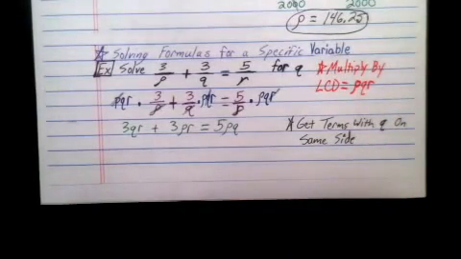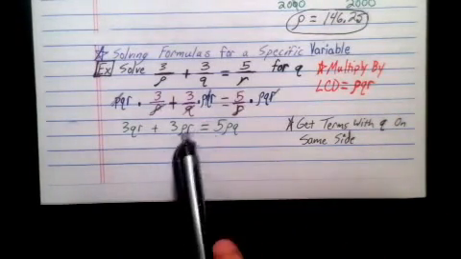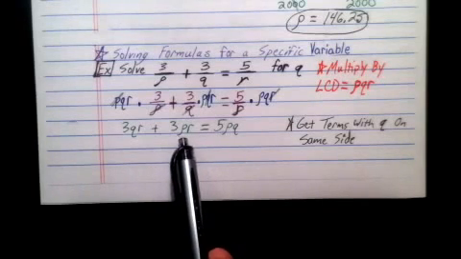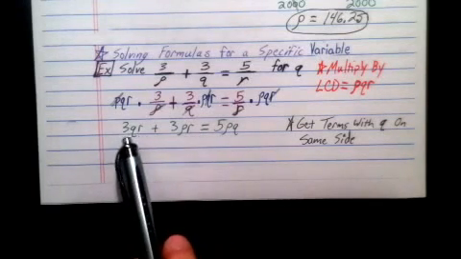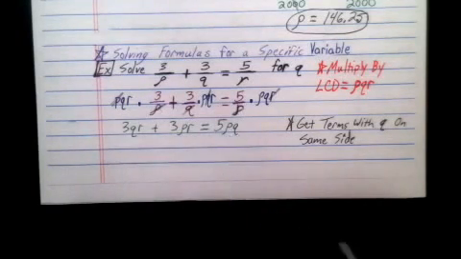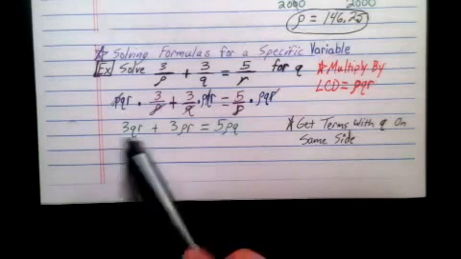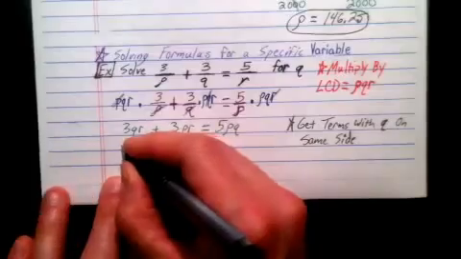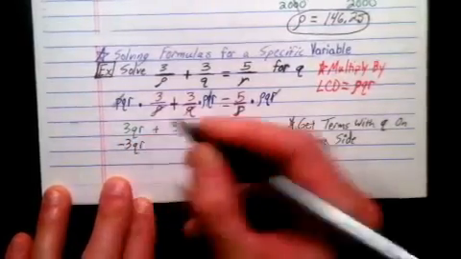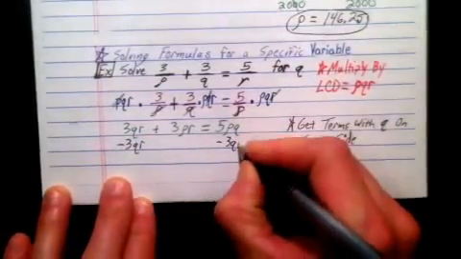Alright, since we already have a 3PR on the left, the easiest way to only have to do one move would be to move this 3QR over onto the side with a 5PQ. So it's a positive 3QR right now. So to get rid of it, we'd want to subtract 3QR and subtract 3QR.